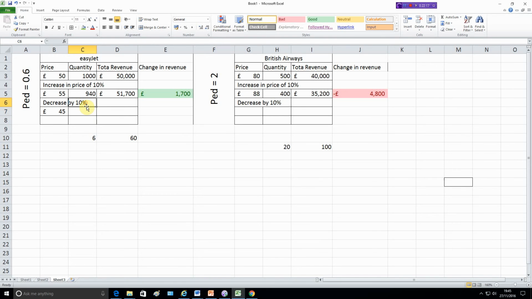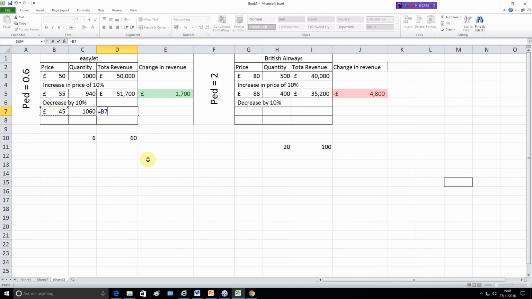By how much? Less than 10% or more than 10%? It'll increase by, because it's 0.6, it would be around 6%. So less than 10%, isn't it? And 6% of 1,000 seats, the increase in seats would be 60. So it's going to be 1,060. Yes. Okay. And let's see how much income they've made.